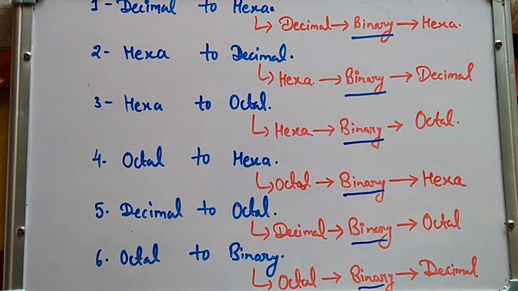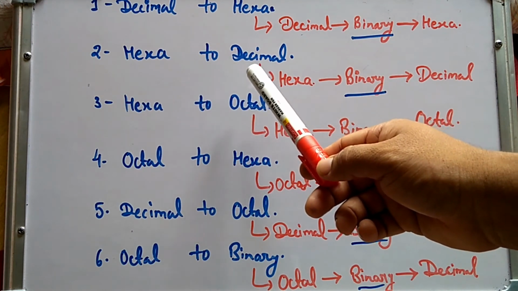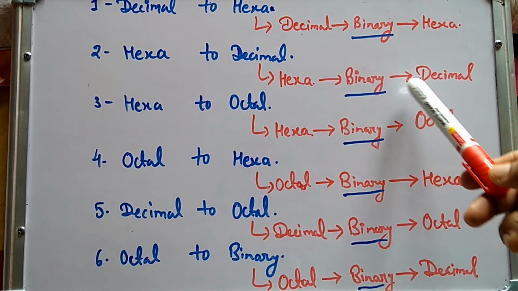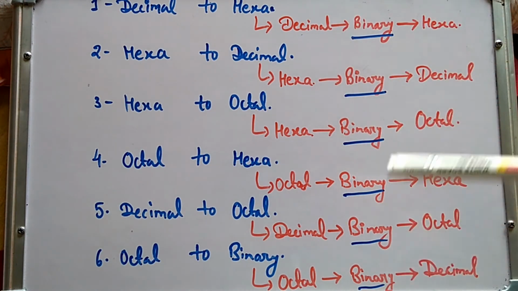So here are the things: hexa to decimal. If you are getting the question hexa to decimal, what you have to do? Hexa to binary, binary to decimal. Like that you have to convert the things. As you can see in the middle portion, binary is everywhere. So if you know the pattern of the concept of the binary, you can convert any number system to any other number system. I hope the concept is clear to you.